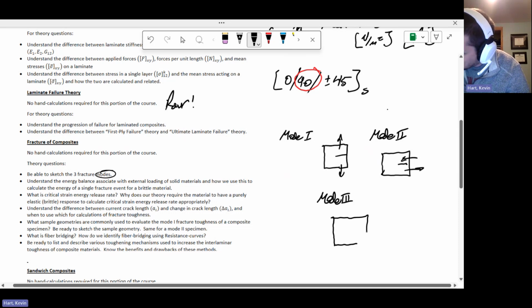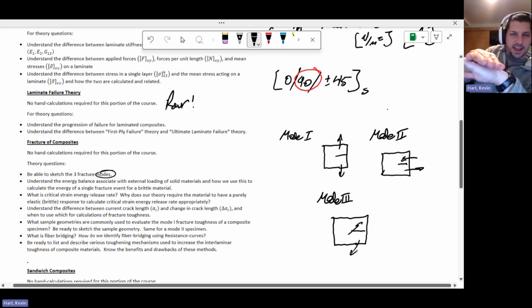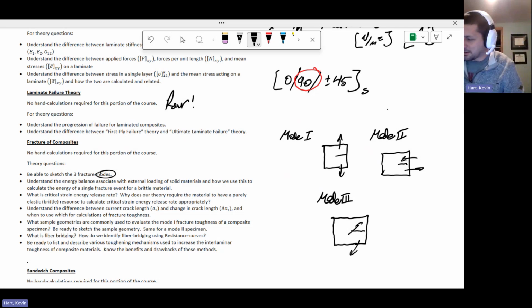So this is like breaking the chopsticks at the restaurant, right? That's into and out of the plane. The trouser tear methodology. Ripping a piece of paper is a good example of mode 3 fracture.